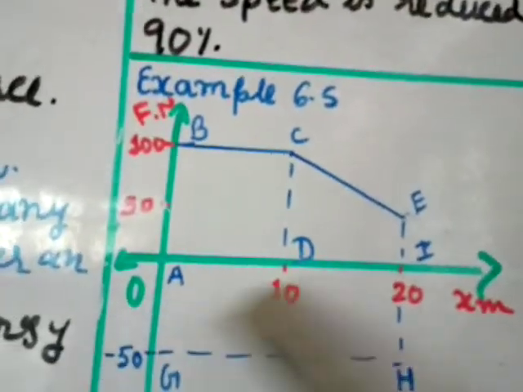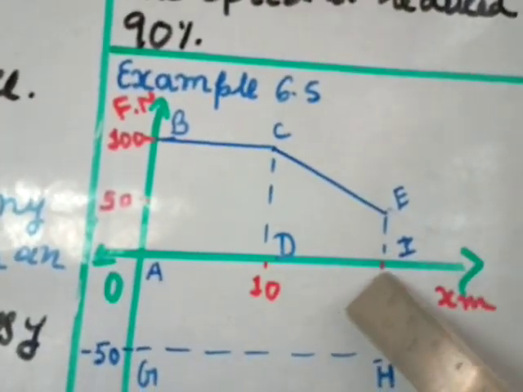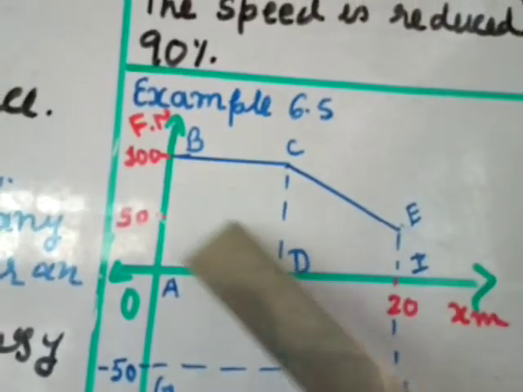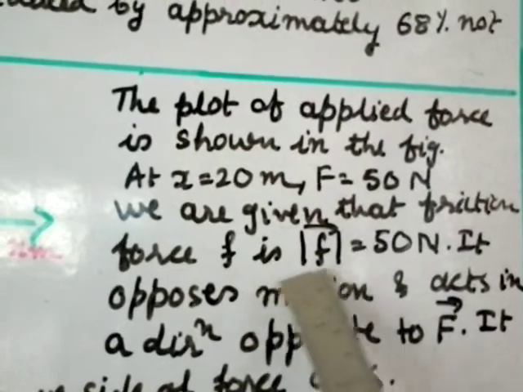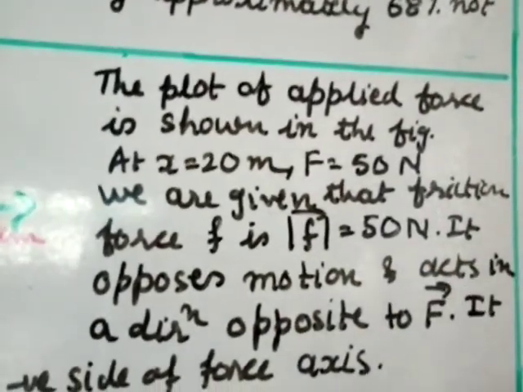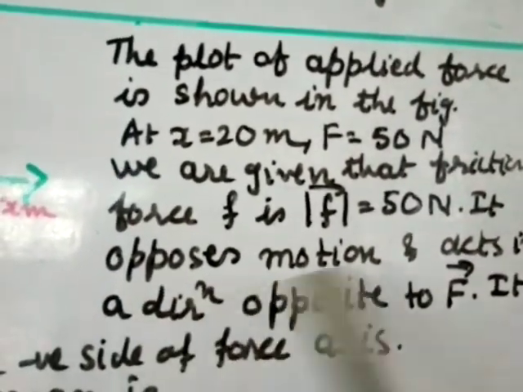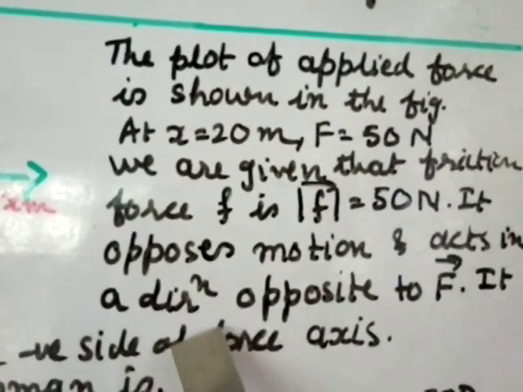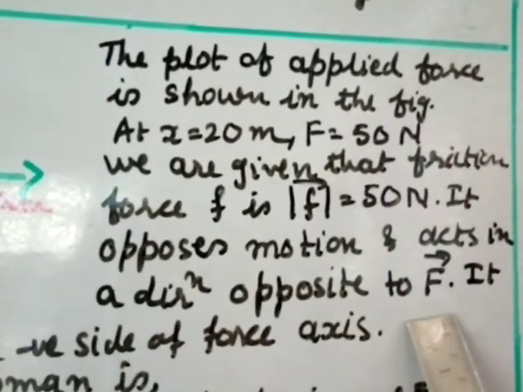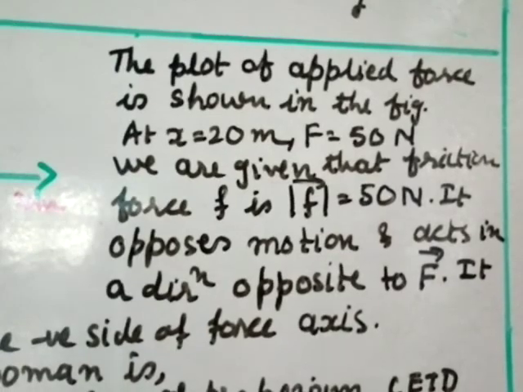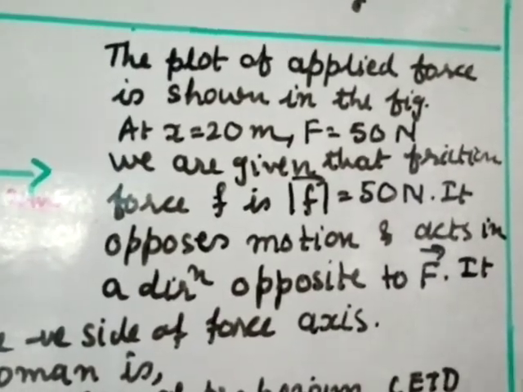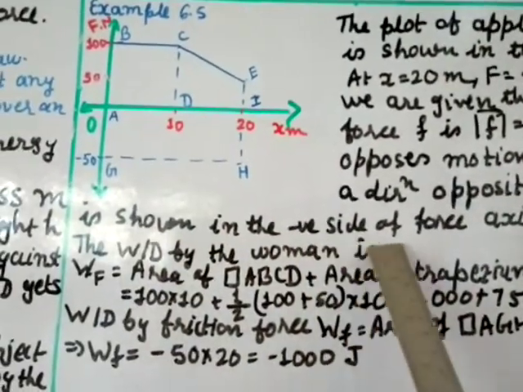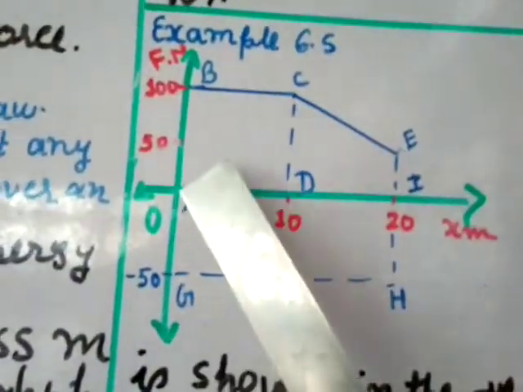So as I said, at x equal to 20, the displacement is 20 meter and the force is 50 Newton. We are given that the friction force, magnitude of f, is equal to 50 Newton. It is given to us in the question. It opposes motion and acts in a direction opposite to force F. So it is opposing the force. It is shown on the negative side of the force axis. In this force axis, this is the frictional force shown on the negative side.